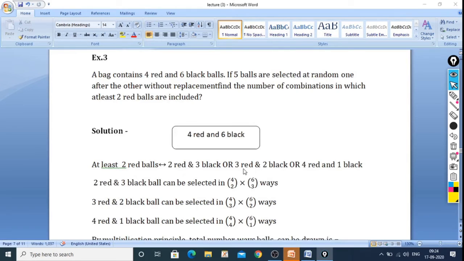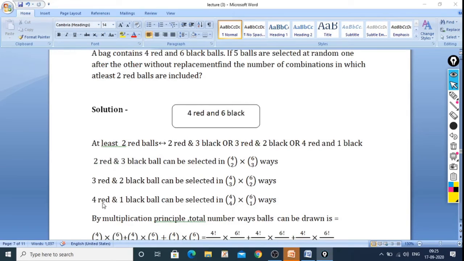Secondly, that is 3 red and 2 black. So 3 red and 2 black balls can be selected in: we have 4 red, we want to select 3, so that is 4C3 into, we have 6 black, we want to select 2, so it is 6C2 ways. And since there is and, multiplication sign is there.